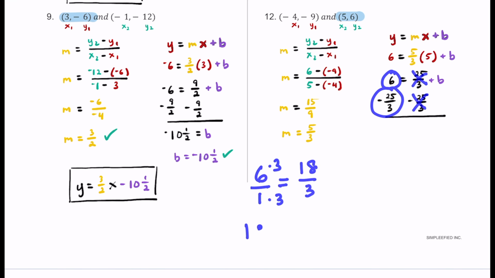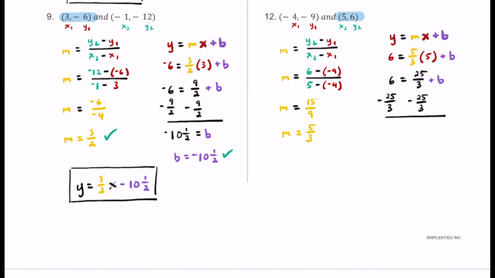So if we take the 18 over 3, and then we take away the 25 over 3, now we can do this. 18 take away 25 is going to be -7. So it's going to be -7 over 3. All right, so that's what 6 take away 25 over 3 is. So let's go ahead and write that. It's going to be -7 over 3, and that's equal to that b value.